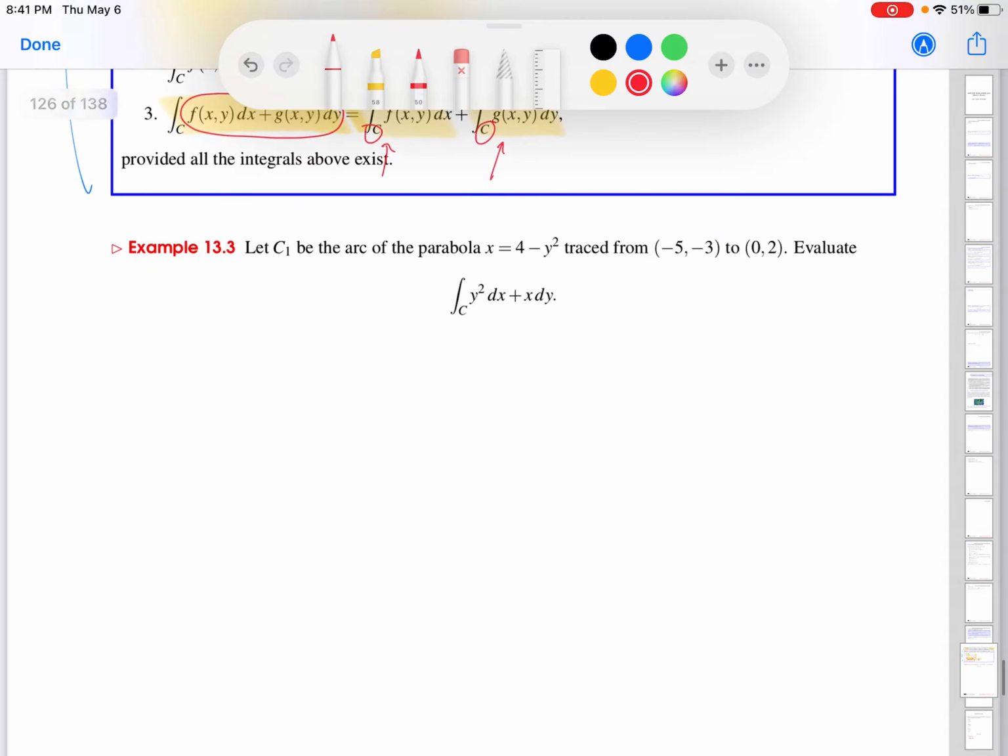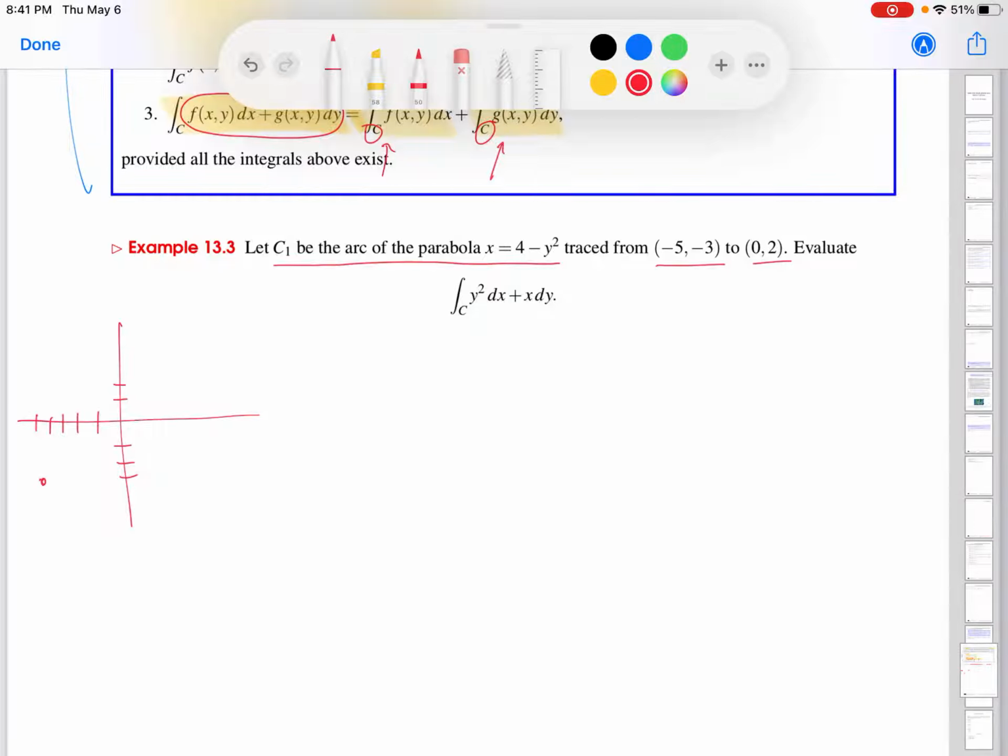Let's look at this example to see how this stuff all works. Suppose C1 is the arc of the parabola traced from -5, -3 to 0, 2. So let's draw this out. So 1, 2, 3, 4, 5, and 1, 2, 3. So this is -5, -3. And then 0, 2.